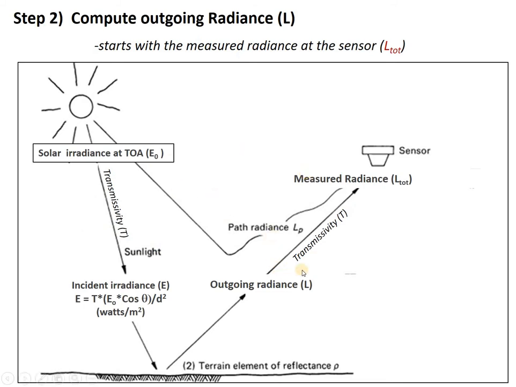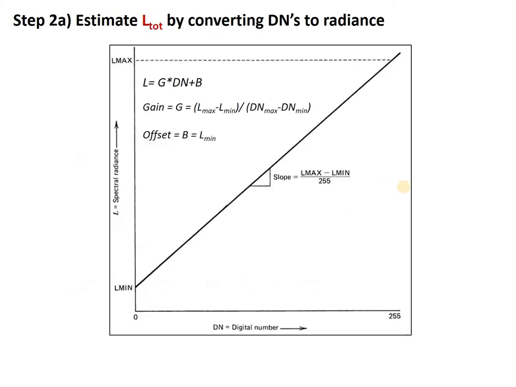So our estimate of L is going to be based on what we actually measure at the satellite, also known as the measured radiance. So we're going to call that L tot, or L total, total radiance measured. And our first step, or step 2a, is going to be converting a digital number to radiance, right? If we just downloaded a Landsat image, it's going to be encoded as a digital number. You need to convert it to radiance. We have a whole video about this regarding radiometric resolution, which I urge you to check out.